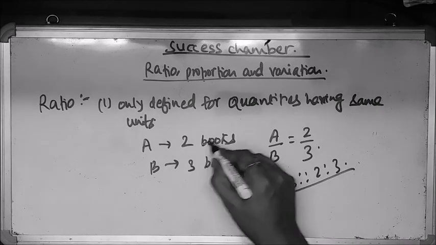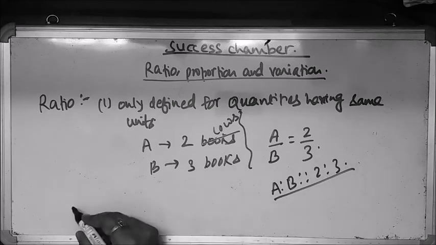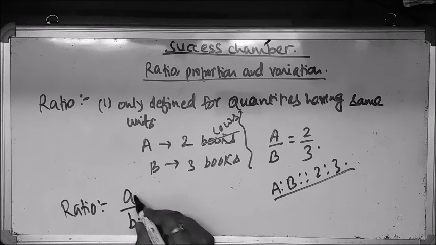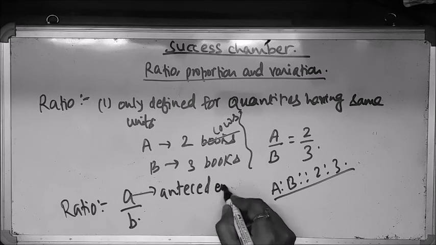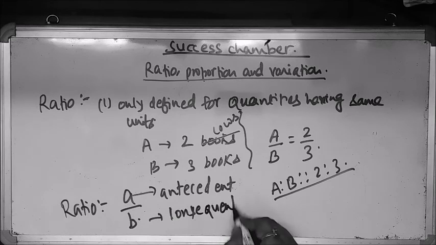Now if I say that A is having 2 cows and B is having 3 books, then we cannot define the ratio in this case, because the units should be similar. If the units are not similar, we cannot define ratio in that case. Now, a ratio can be simply written as A by B, where A is called antecedent and B is called consequent. So A is called antecedent and B is called consequent.